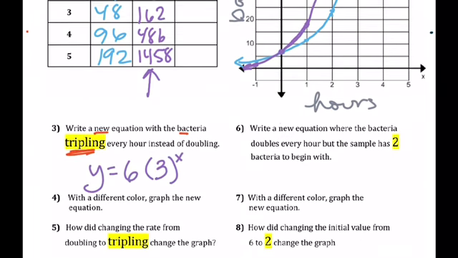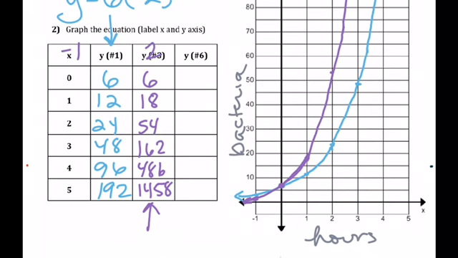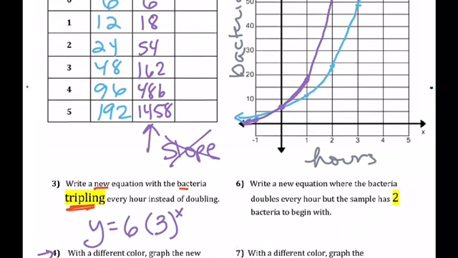So then some questions about that. So number 4, it says with a different color, graph the new equation. I did that. Number 5, it says how did change in the rate from doubling to tripling change my graph? So how are we going to say that? Remember that we're not going to use words like slope. Slope is for a constant rate of change, which this is not. So how would I describe my purple line compared to my blue line? How did that change it?